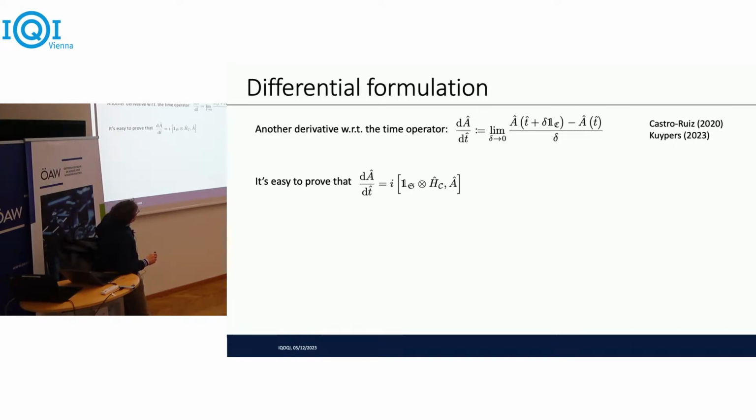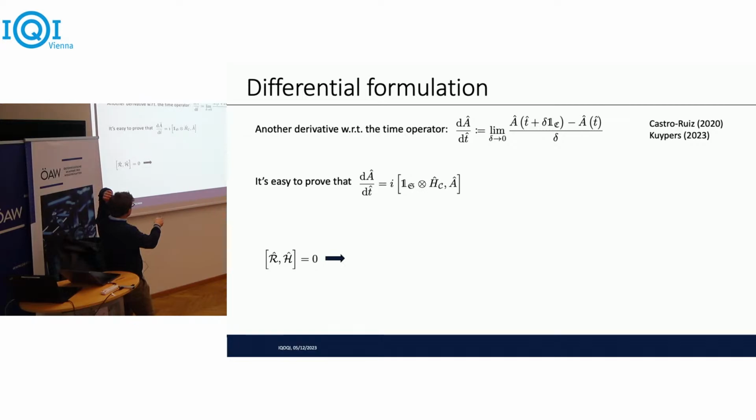So this is a very simple case of a derivative of an operator with respect to another operator, where I basically take a variation along the identity, or along t, like the diagonal of t. Again, you can prove that this thing is equal to this thing here. So it's just the commutator of the Hamiltonian of the clock with the operator A. And again, we have the constraint equation for the general mixed state.